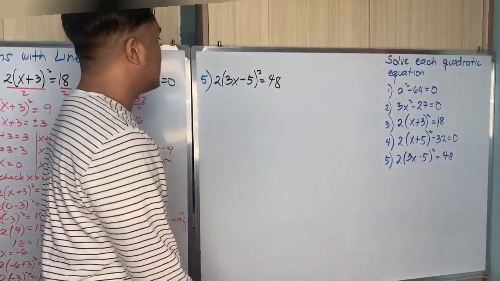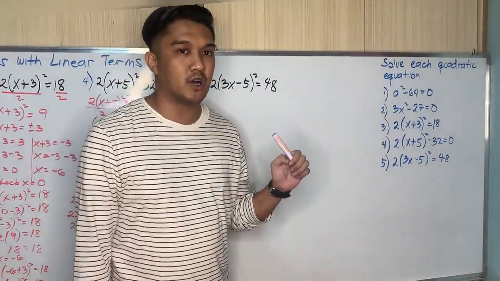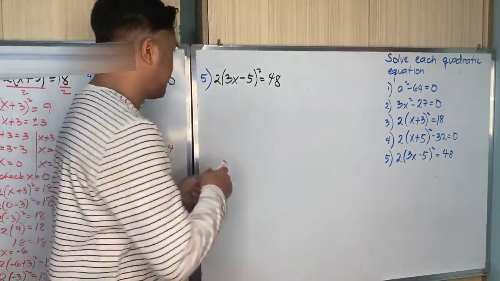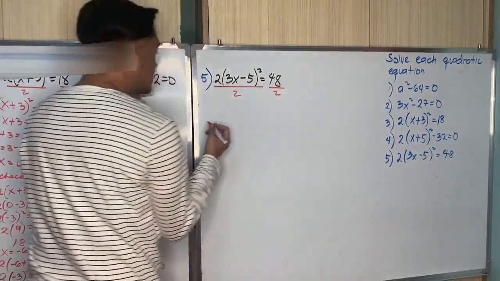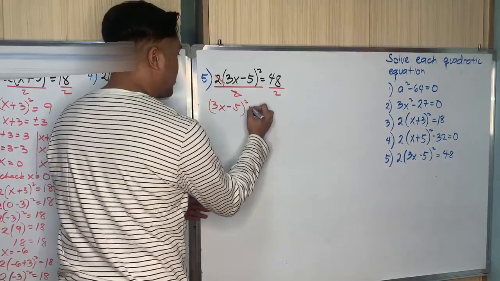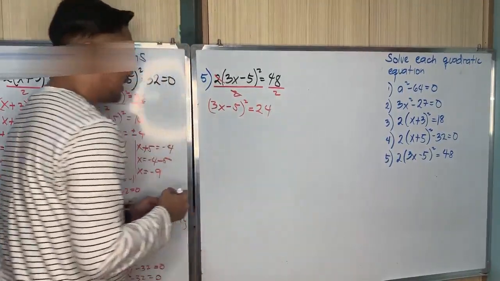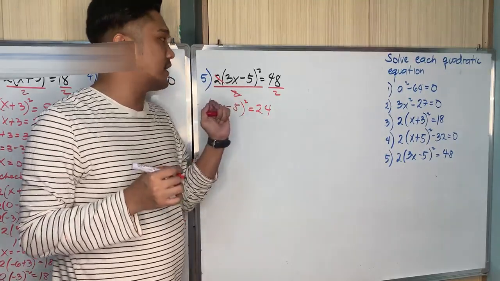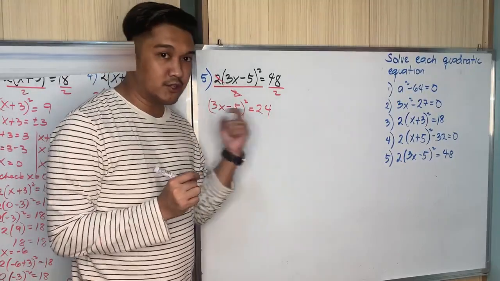Okay. So, for the last item, ang mangyayari dito kasi, iba yung magiging usual na sagot niya. So, tignan natin. I-divide muna natin by 2. So, magiging 3x minus 5 squared is equal to 48 divided by 2 is 24. Okay. So, wala to dun sa lesson talaga natin. Pero sasagutan na natin siya. Okay. So, square root natin yung 24.